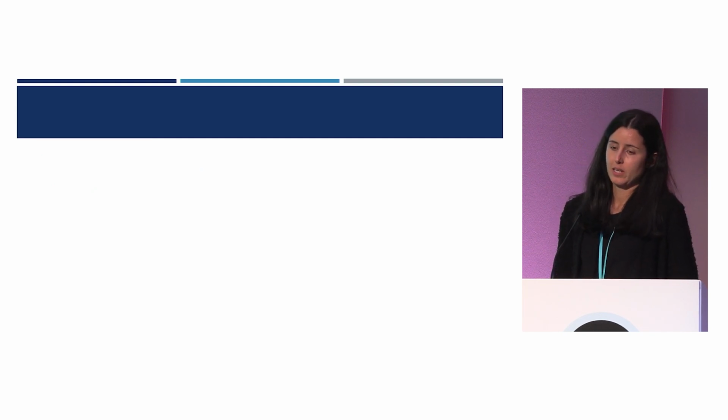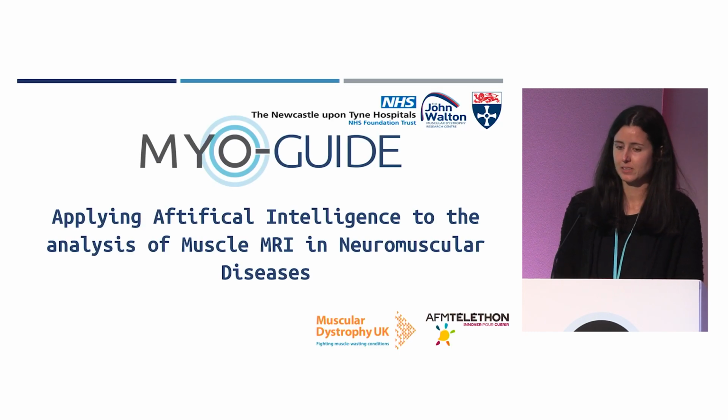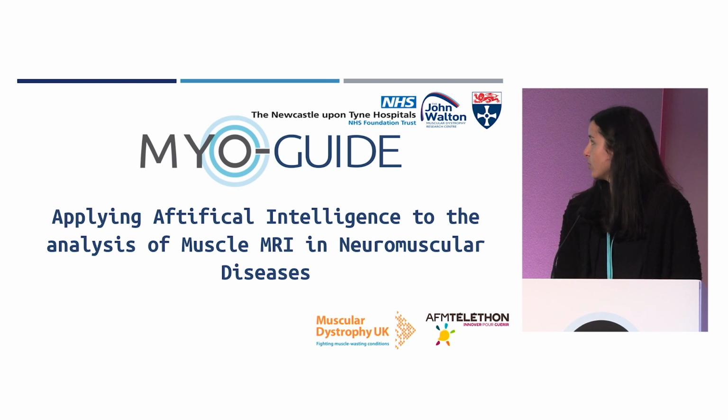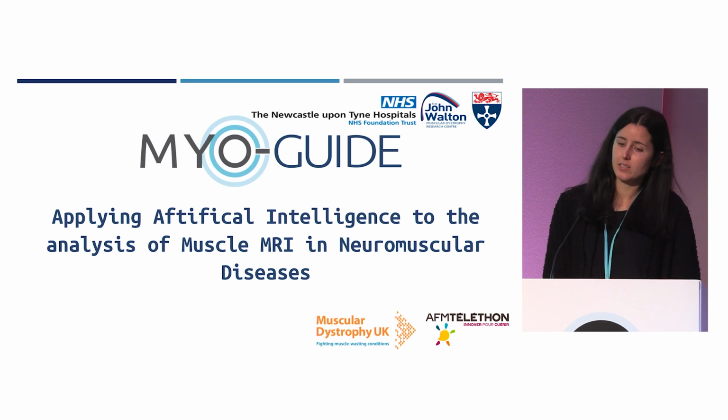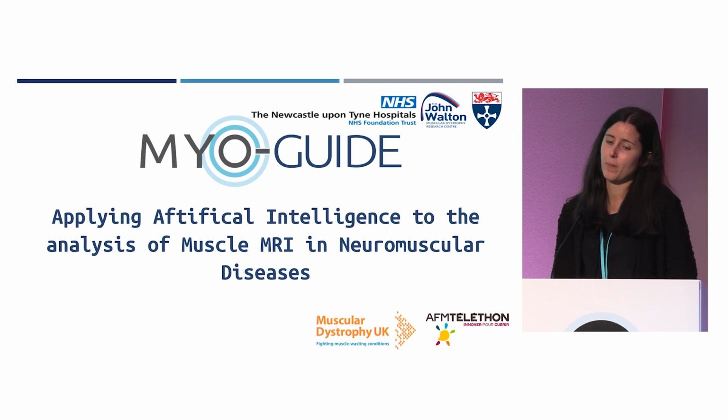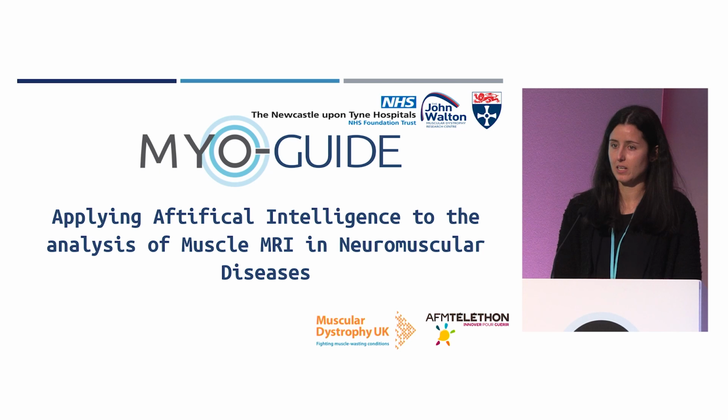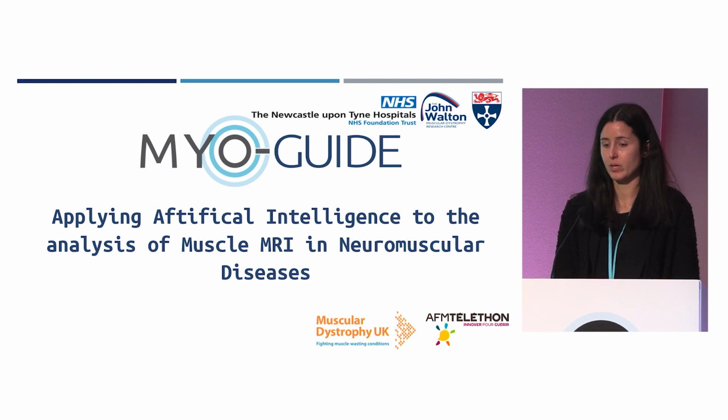So finally, I would like to introduce another type of project that is ongoing now in the John Walton Muscular Dystrophy Research Center. This has nothing to do with inflammation and fibrosis, but it's for the diagnosis of neuromuscular diseases. The project is called MyoGuide, and it's meant to apply artificial intelligence to the analysis of muscle MRI in neuromuscular diseases.